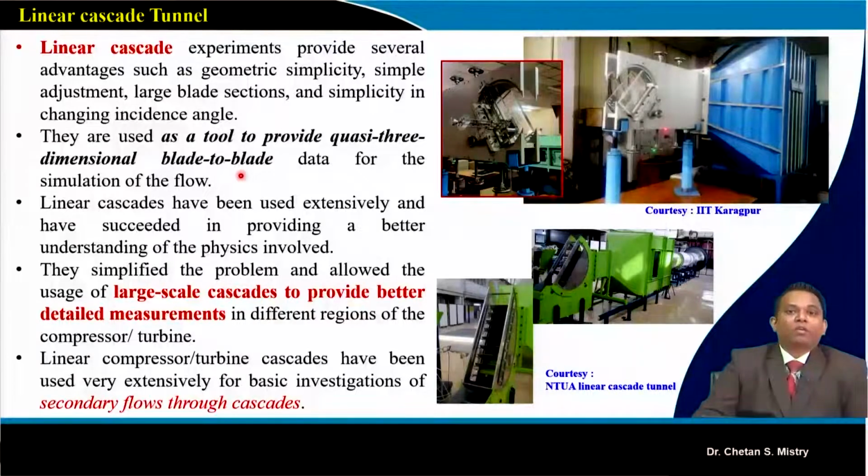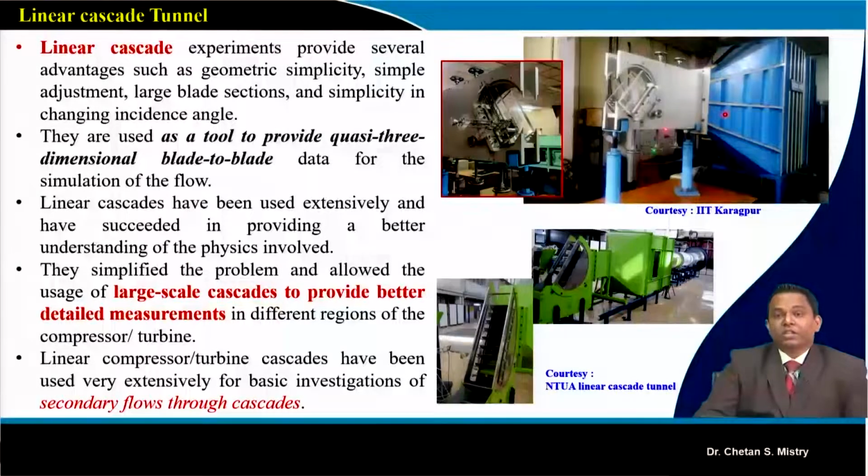Now many code development companies are looking for validation of their codes, and they are looking for dedicated data that is available from cascade tunnels. So this is providing a helping hand to them. It is also helpful in order to understand the flow physics within the passage. Since we have a larger scale tunnel, we are able to do systematic measurement with available instrumentation. That is a benefit.